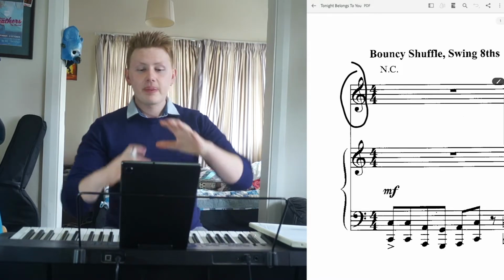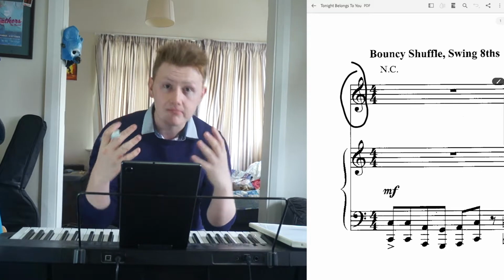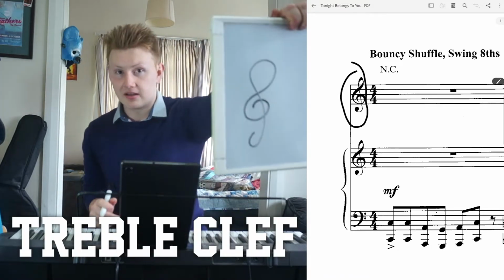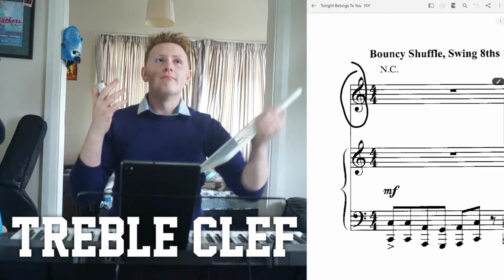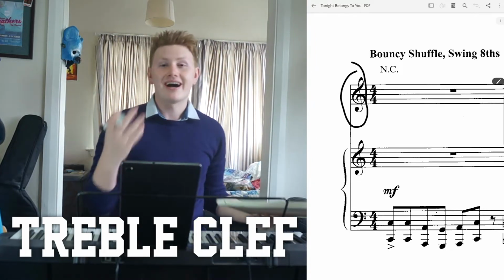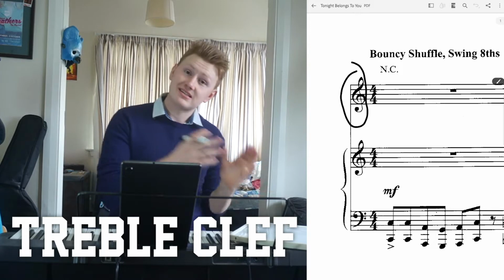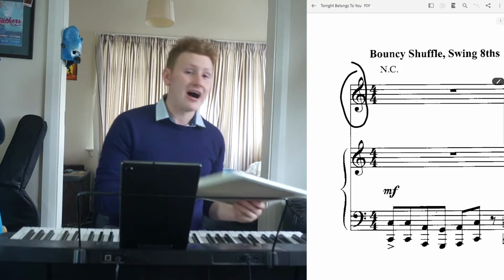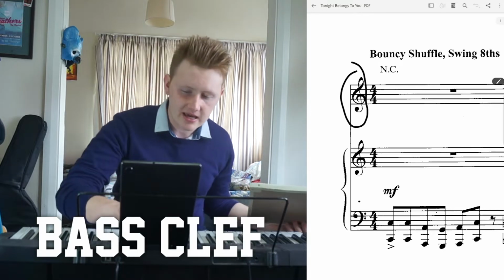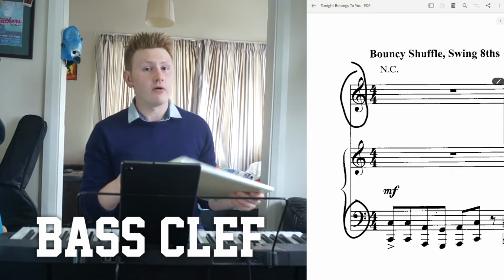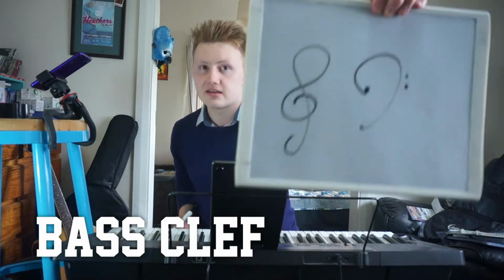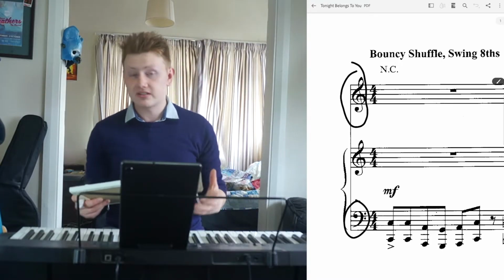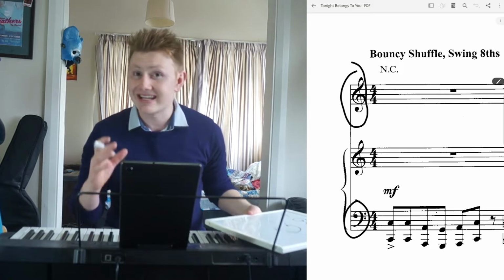This clef here is the one that you will come across the most often, and it is called the treble clef. The treble clef looks something like that and is what most singers will grow accustomed to seeing when they sing sheet music. The other clefs that are very important to know are the bass clef, which we can see in the left hand of the piano, which looks like that. There is also one other clef that is really important to know, but we will cover that in a second.